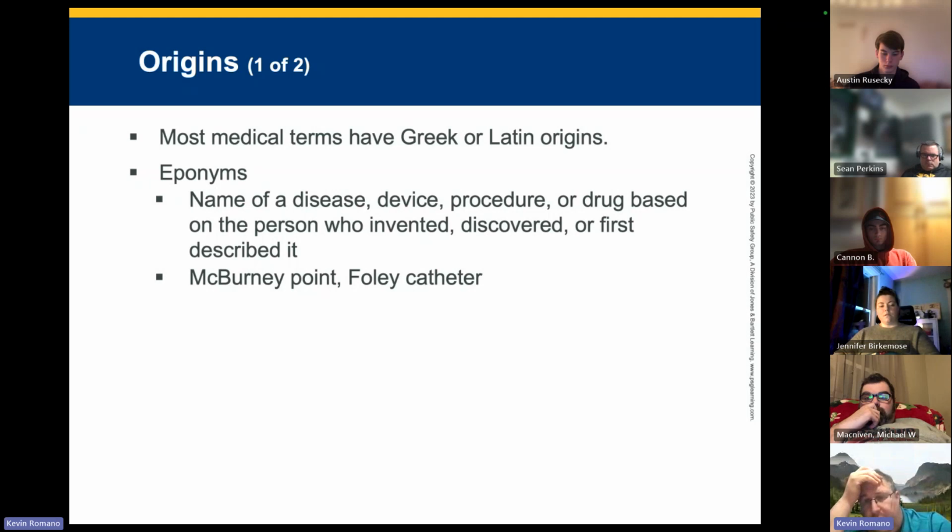Has anybody ever heard of McBurney's point before? No. That's something you're going to be familiar with. And that's the location of the appendix. Okay. Foley catheter, right? Babinski reflex.